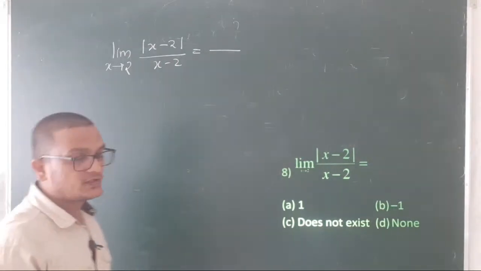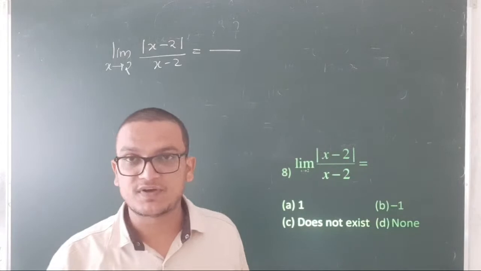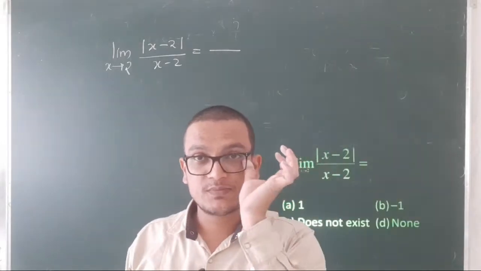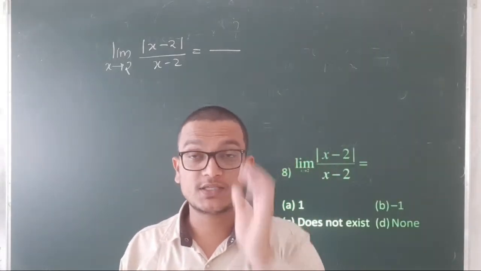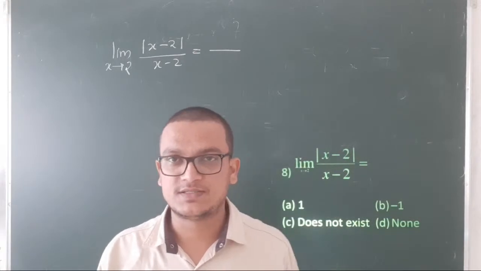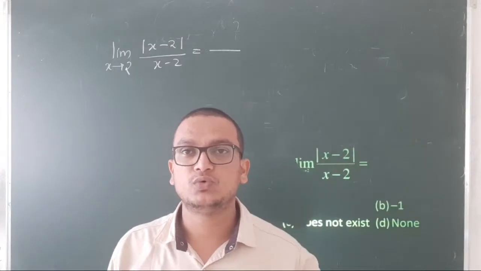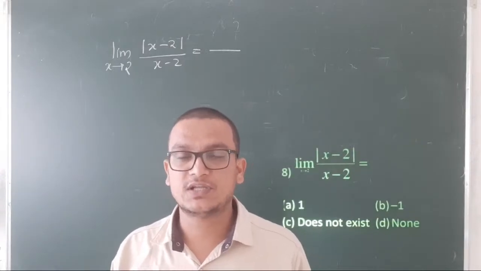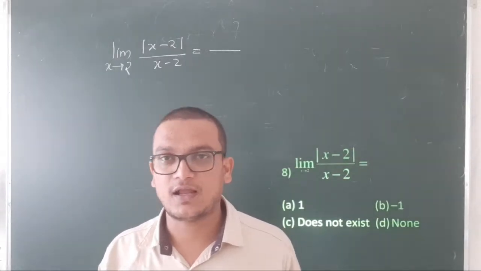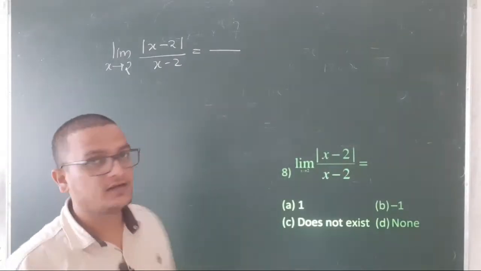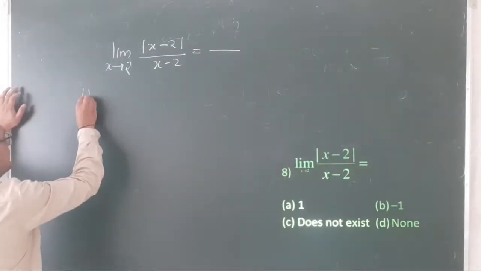See, whenever you have the modulus sign or modulus function, what does modulus function mean? It always has two values, minus and plus. Whenever you get the modulus function, you have to apply two types of limits, that is LHL and RHL, left hand limit and right hand limit. So let us take first LHL.